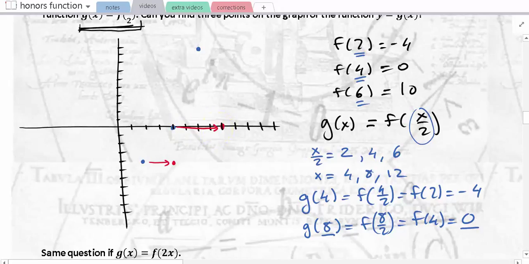And finally, the last one would be g of 12. And g of 12 is the same as f of 6. And f of 6 is 10. So you need to go to 12 to find 10. So this was 8, 9, 10, 11, 12 right here and right there.